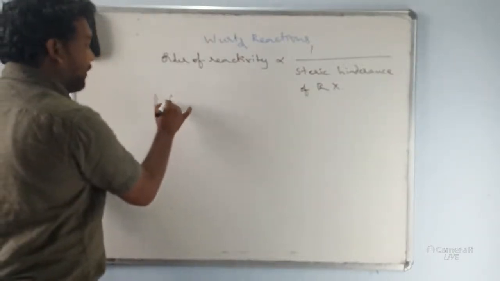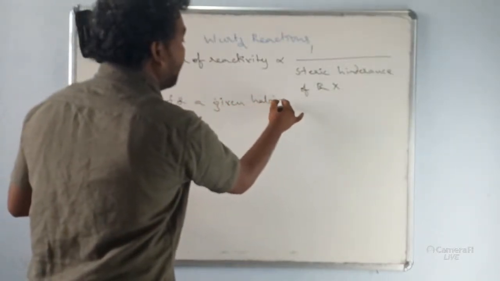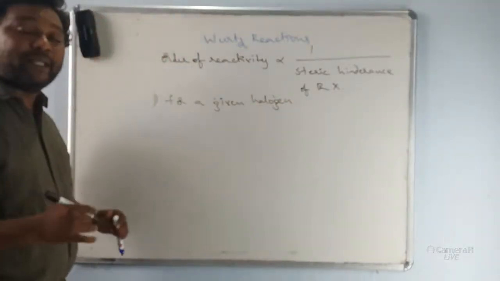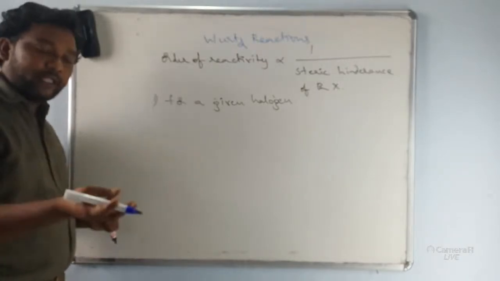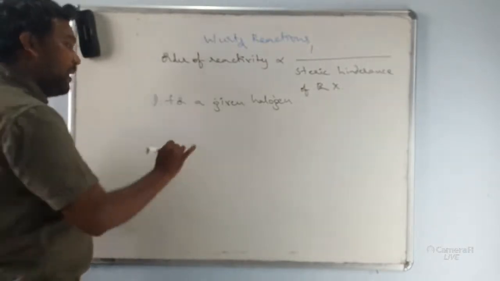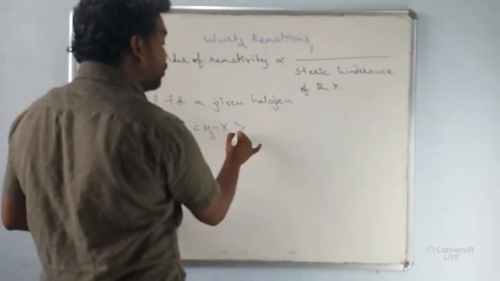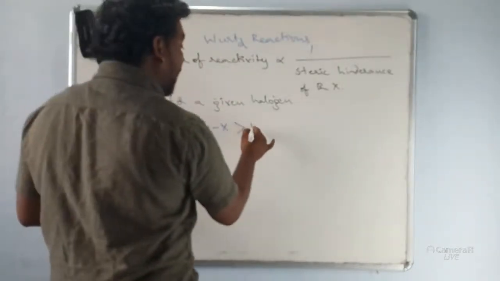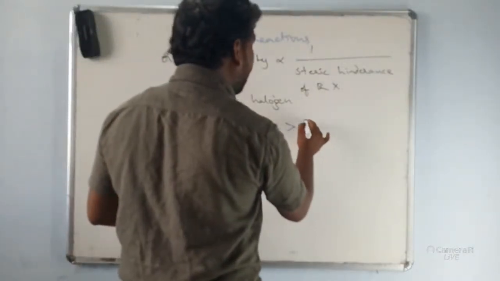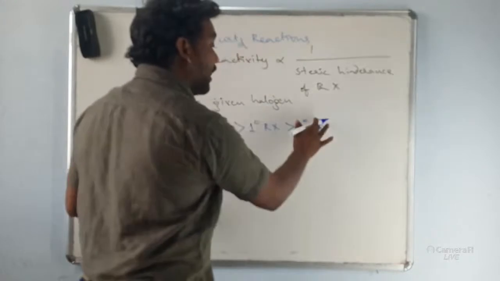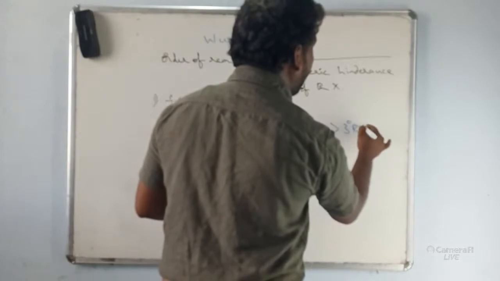The first case is for a given halogen, meaning the halogen is the same and different alkyl groups are present. Alkyl halides are of how many types? Methyl halide, primary, secondary, and tertiary alkyl halides. In that case, methyl halide reactivity is highest towards the Wurtz reaction, then primary alkyl halide reactivity is more than secondary alkyl halides, and secondary alkyl halide reactivity is more than tertiary alkyl halide.